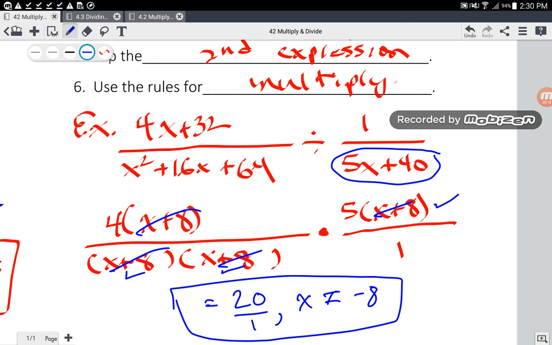I hope this helps. You should be working on the two handouts, 4-2, 4-3, multiply and divide. And then on Wednesday, we'll review that and then start on adding and subtracting.